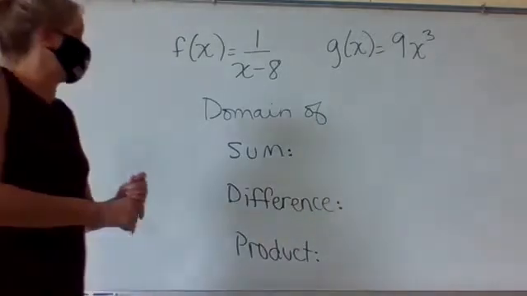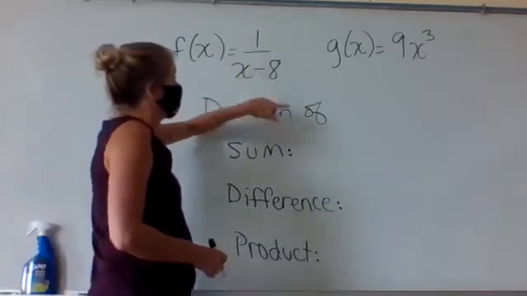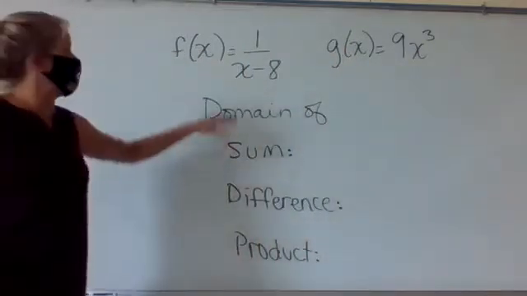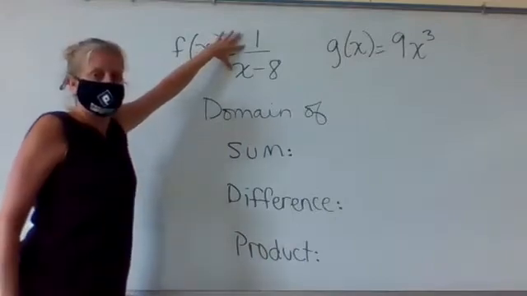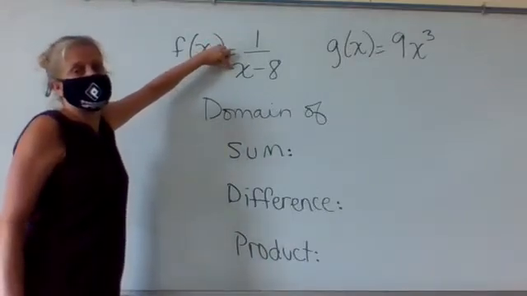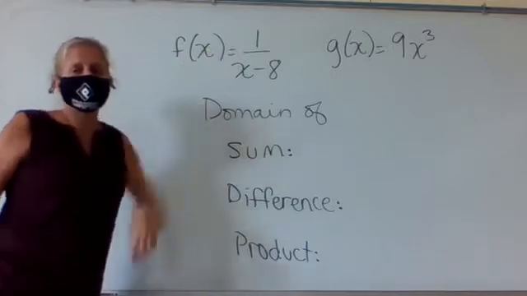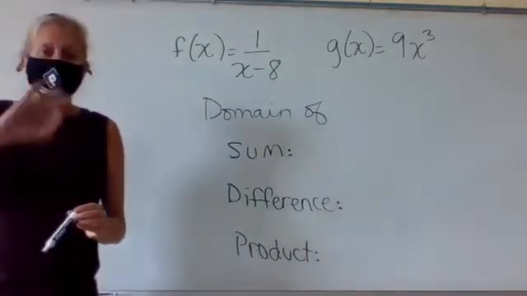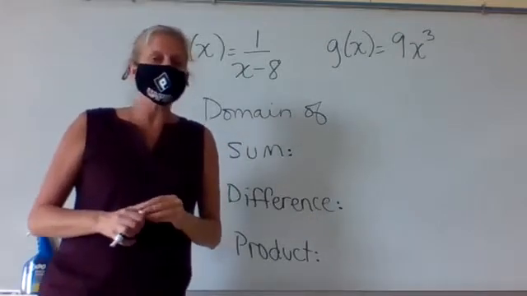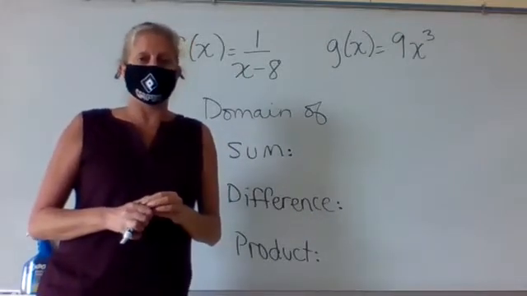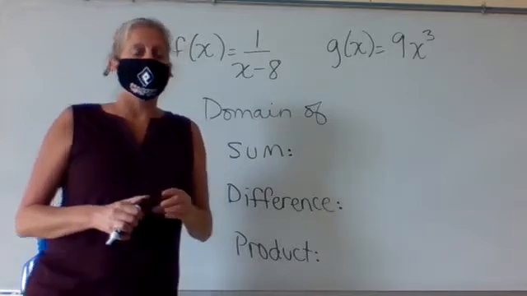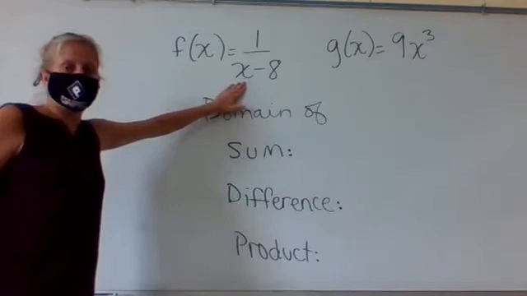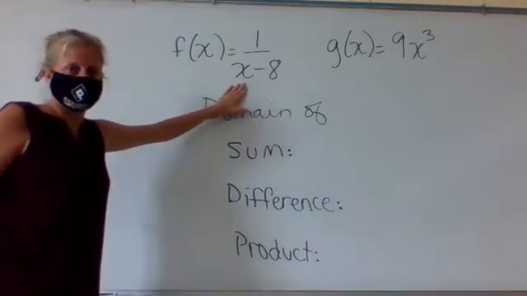So when I'm looking at these 2 functions, I've got 1 over x minus 8 and 9x to the 3rd. Anytime you see a fraction with an x in its denominator, that's going to give you a restriction on your domain. And the reason is the denominator of a fraction cannot be 0. That is undefined. So I need to find out what makes this denominator be 0 because I need to leave it out of my domain.